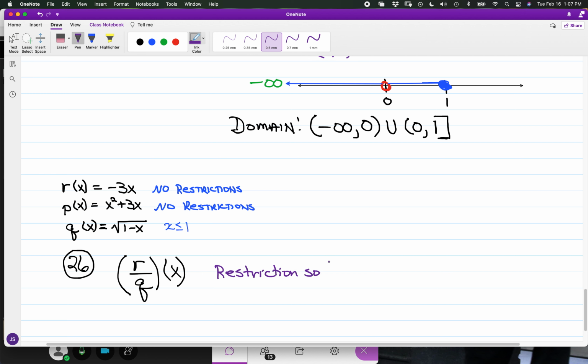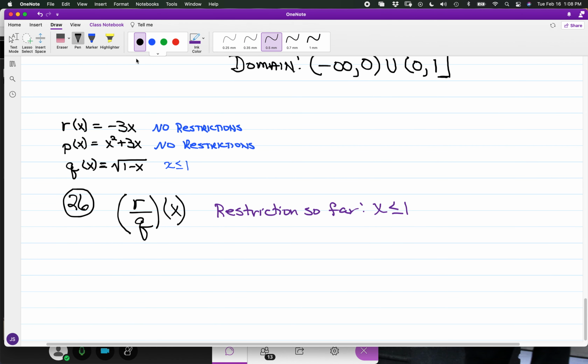Stems from Q of x. We have that x is less than or equal to 1. Now, in actually arriving at our expression, the operation would have to be division. So with the quotient function, there could possibly be yet another restriction or fine detail that's going to be added.